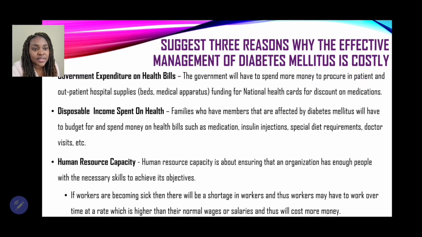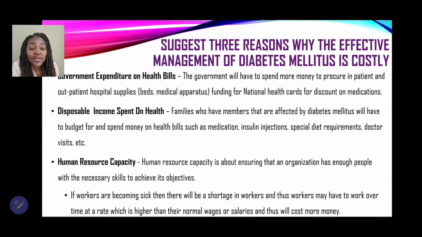Suggest 3 reasons why the effective management of diabetes mellitus is costly. All right, so what I have here are 3 pointers that you could look at, right? I believe this question was about 6 marks. So we're looking at why diabetes mellitus is costly. They could also ask us why another lifestyle disease is costly, whether it be hypertension or cardiovascular disease, right?